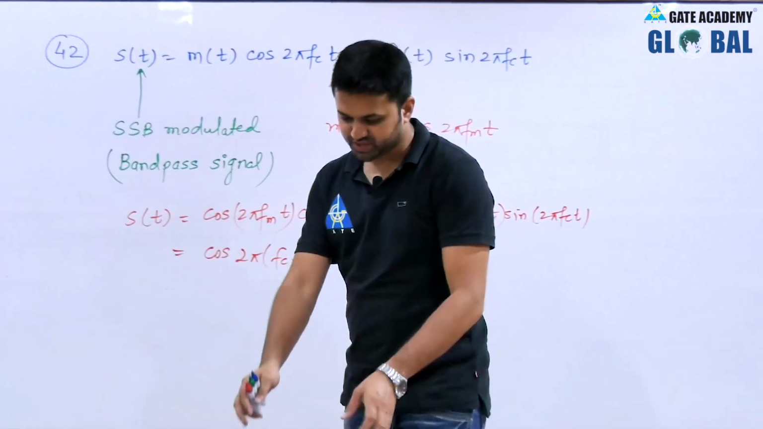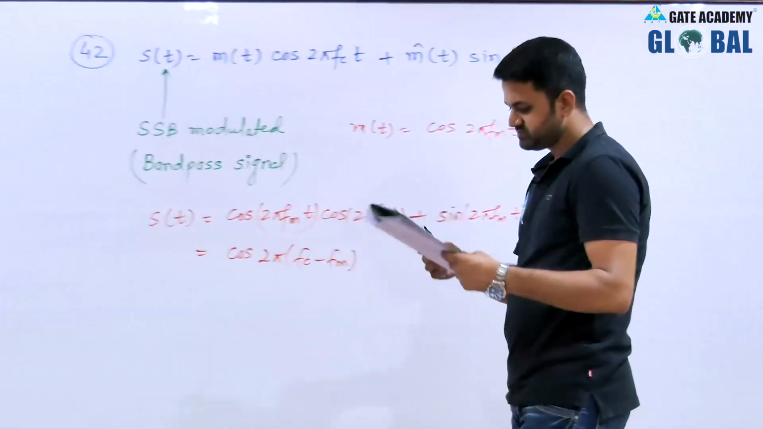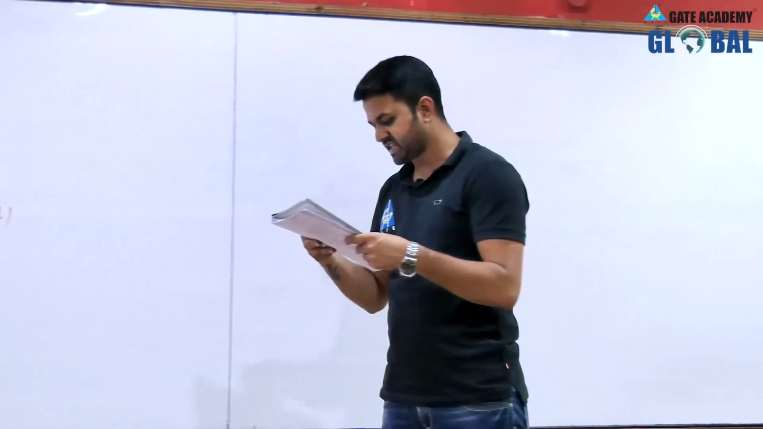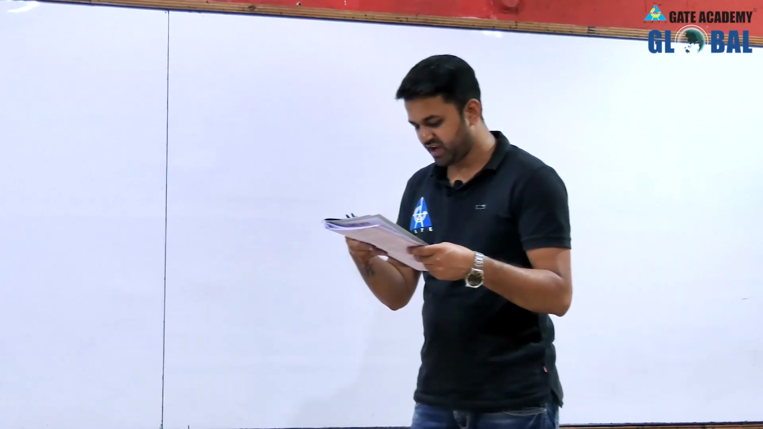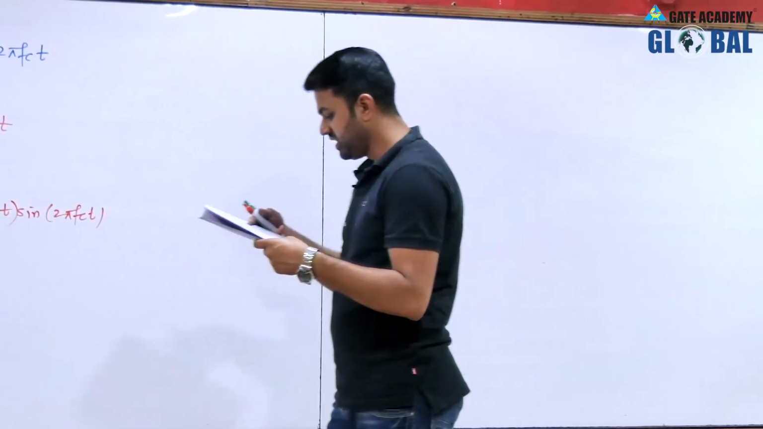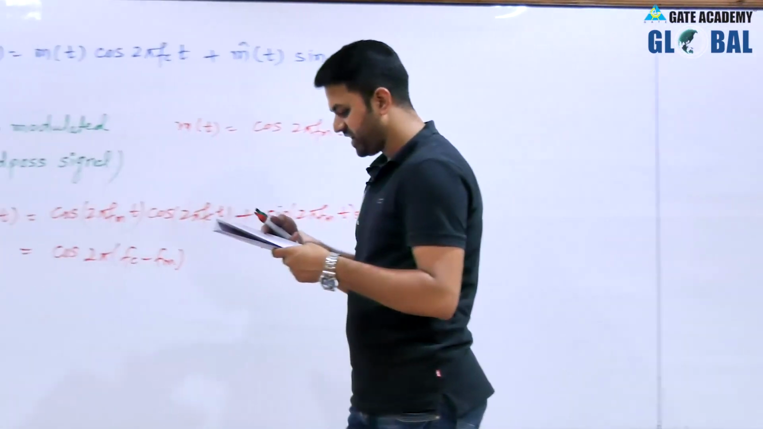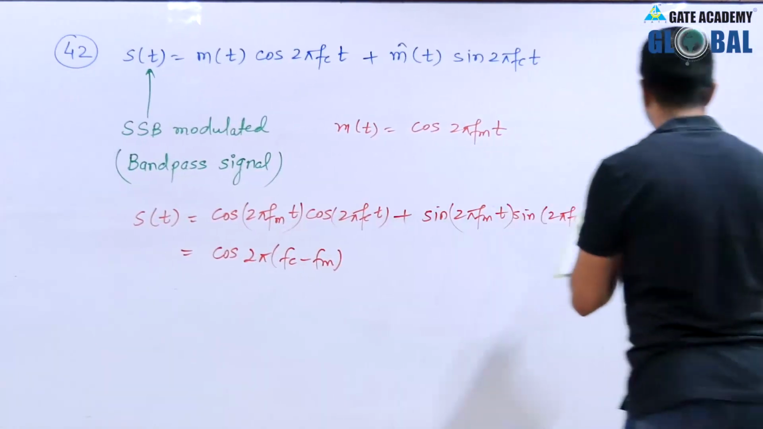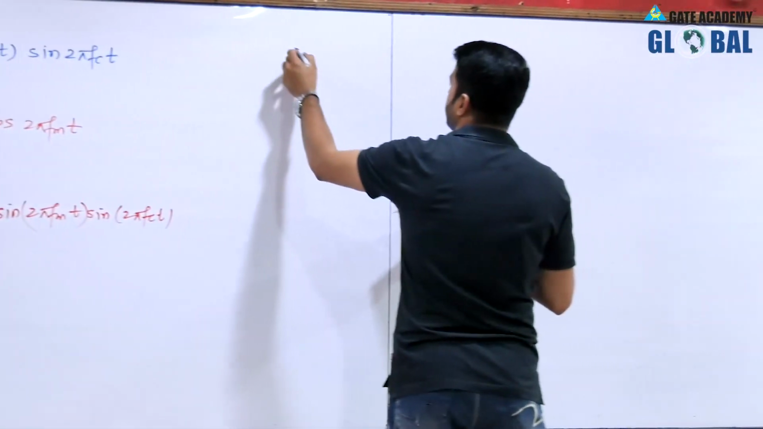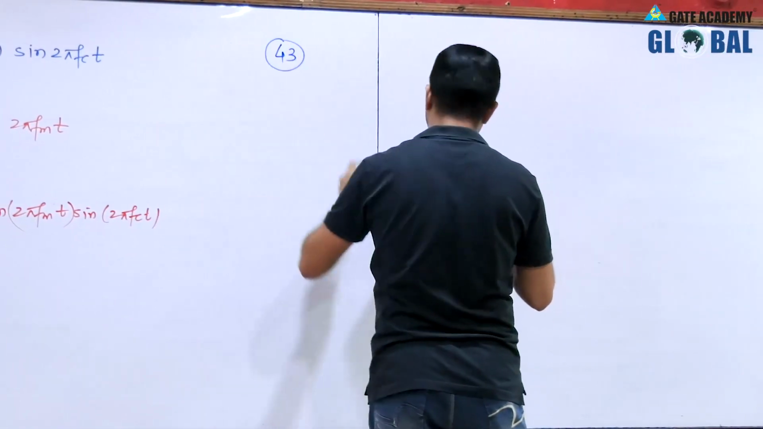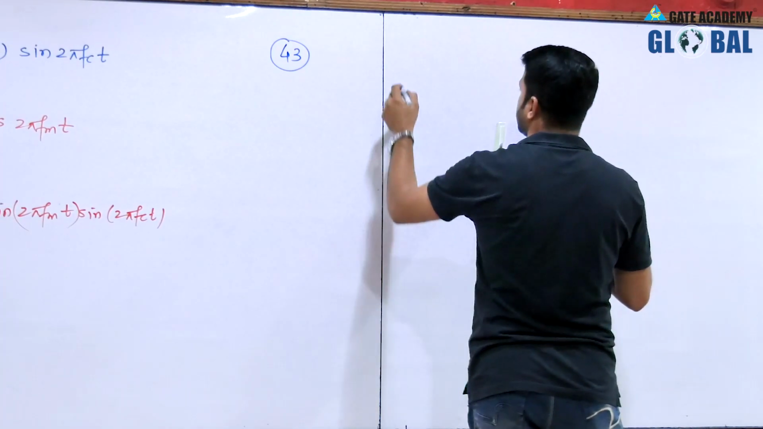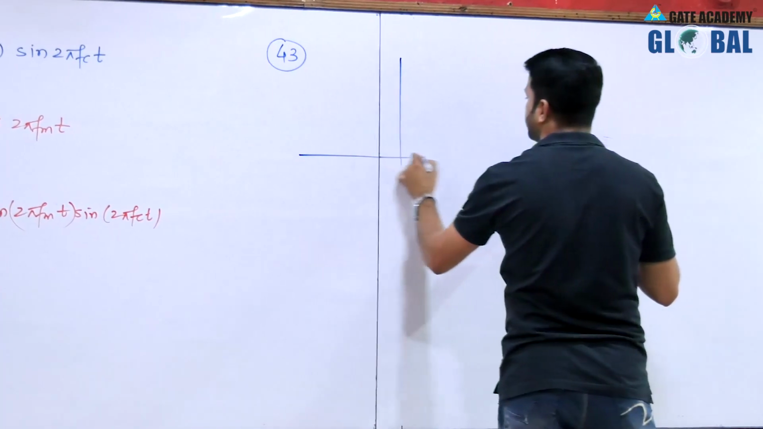Next is question number 43. In the following scheme, if the spectrum M(f) of m(t) is as shown, then the spectrum of Y(f) will be. The spectrum of m(t) is given.